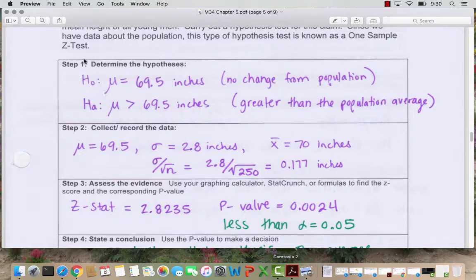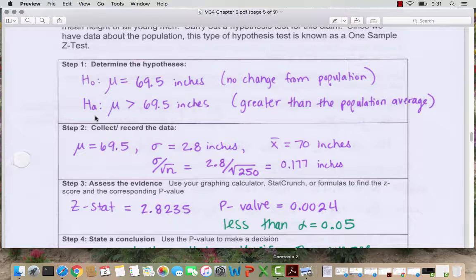Remember, the null hypothesis, H sub 0, says no change. In this case, we write mu equals 69.5 inches. Here I'm using symbols to write out my hypothesis, but you could also write sentences to explain. This mu equals 69.5 inches is saying there's no change from the population mean. Our claim is that LMC young men are taller than that average, so our alternative hypothesis is that the mean is greater than 69.5 inches.